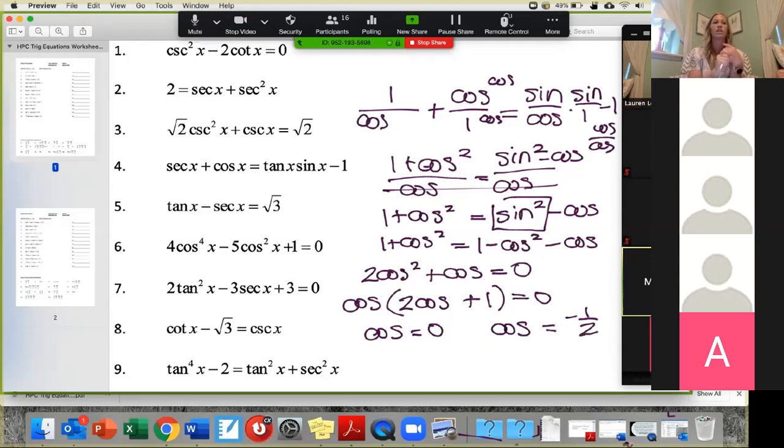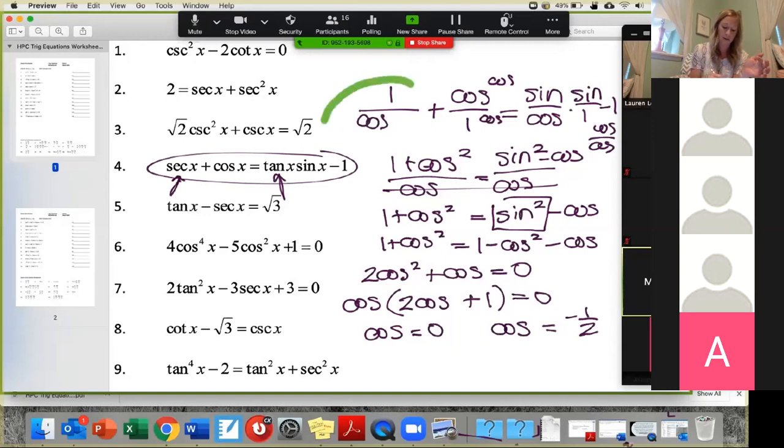Anytime you have fractions in the original equation, and I don't mean it has to have an actual fraction bar in it, it can be implied fractions. So going back to the original, secant has a representation that is a fraction. Tangent has a representation that is a fraction. You could get answers that don't work, and that's what happens here. Secant's representation is 1 over cosine.